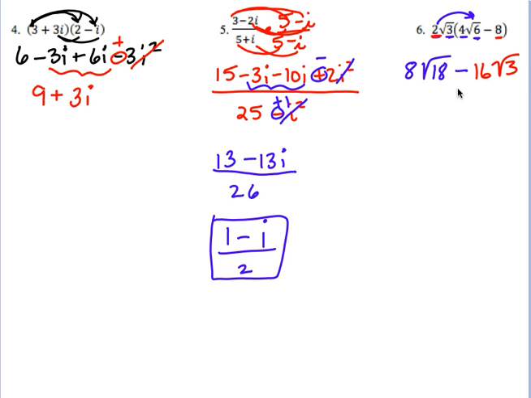So if you ended up with this, you lost a few points because you were supposed to break down the 18. So that gives you 3 square root of 2, but you already had an 8 out here, so you had to multiply that. So this was your final answer for number 6.